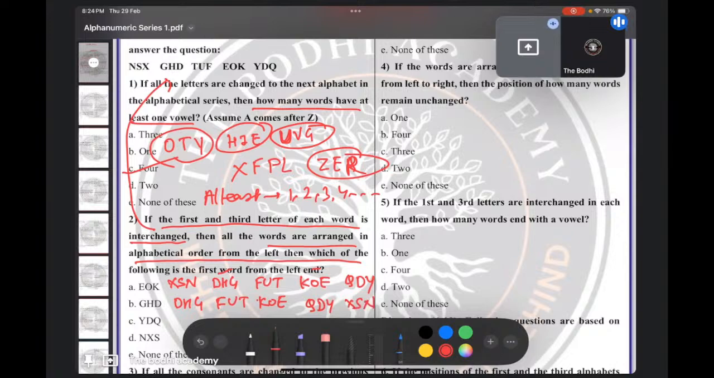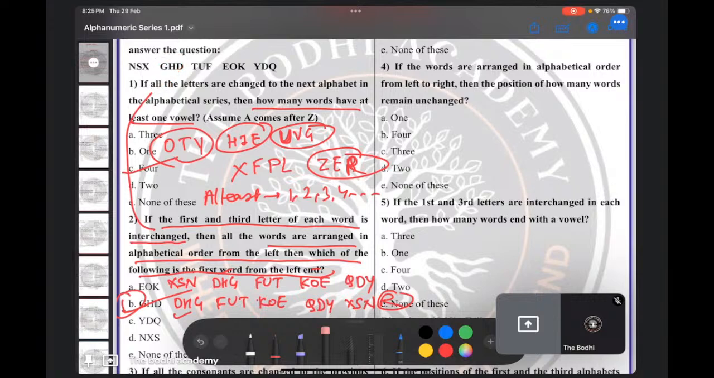Now, in this case, what will happen? Which of the following is the first word from the left hand? Left hand is this one. This is your left. This is your right. So D, H, G. But what is our actual word? Our actual word is G, H, D. The answer will be option number B. G, H, D.